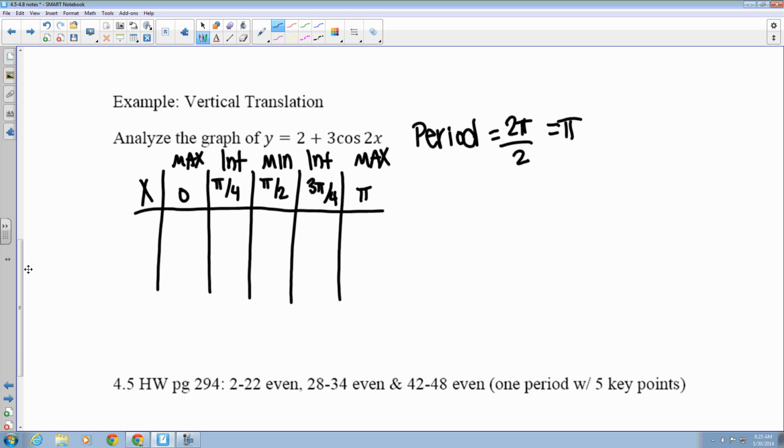Now what I like to do when I have a vertical translation is I actually like to make 3 rows. I like to make 1 row ignoring the vertical translation, so just looking at 3 cosine 2x, and then I want to add 2 to all my values. I just think that's an easier way to keep track of it than trying to do everything all at once. Okay, so my max is going to be 3, intercept 0, and negative 3, intercept 0, max 3 again. I know that from the a value in front of the cosine function. And then I'm going to add 2 to all my values to get my final answer.